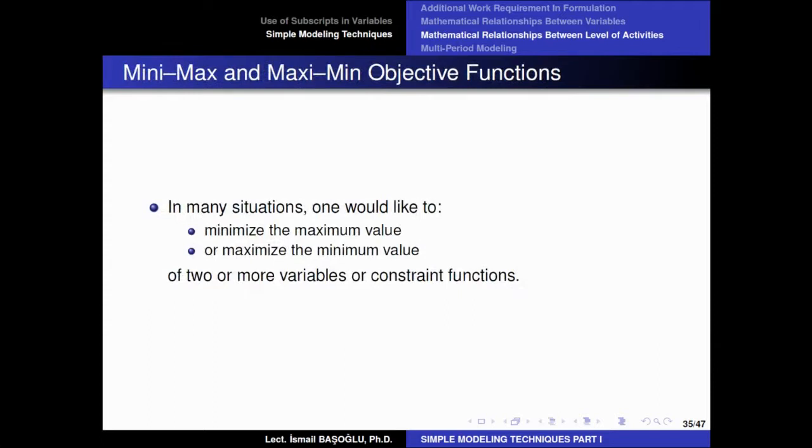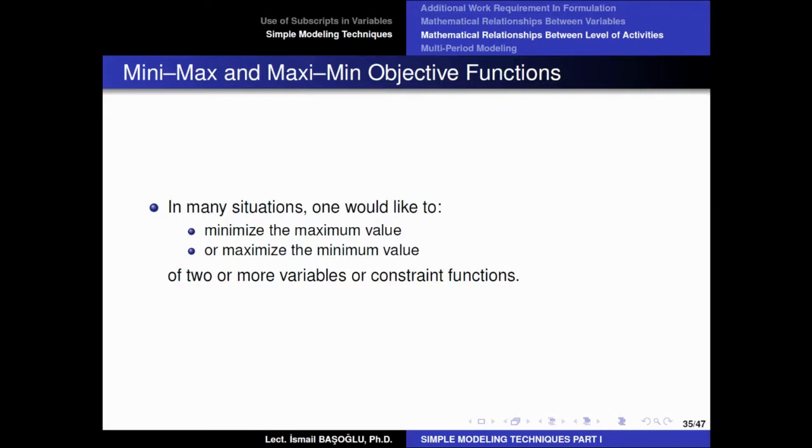Now we are going to move forward, and we are going to talk about the minimax and maximin objective functions. Now, here's the thing. There are some situations, some real-life problems where the objective is to minimize the maximum of many different values. Again, here the objective is to create a balance between the activity levels or decision variables. So let's just say you have multiple activity levels, and what you would like to do is to minimize the maximum of these activity levels.